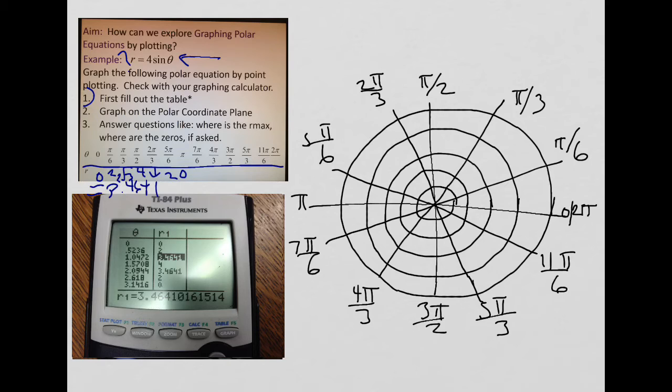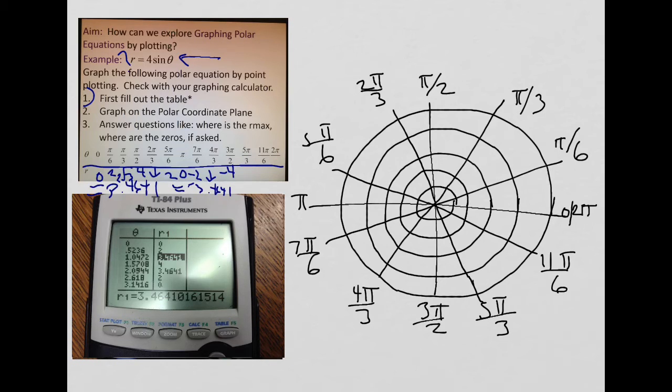And you have to actually keep going down in your table. I'm not going to show that to you, but I will write out the values. We get negative 2. We get approximately negative 3.4641. And then we get, for 3 pi over 2, negative 4.